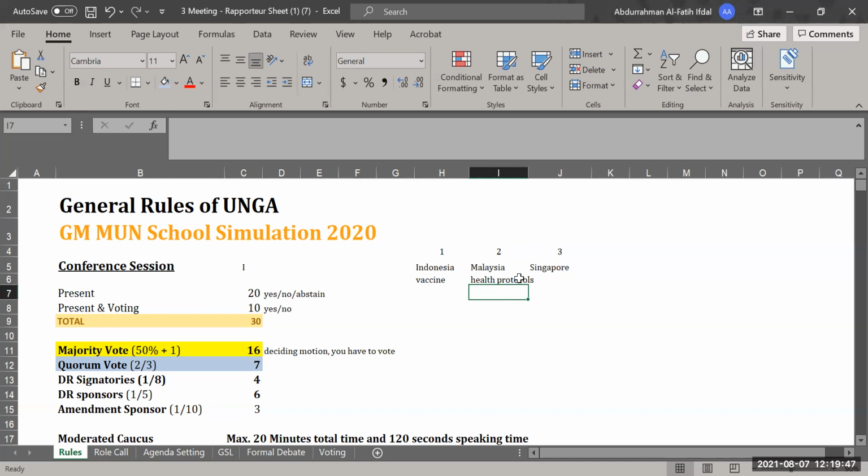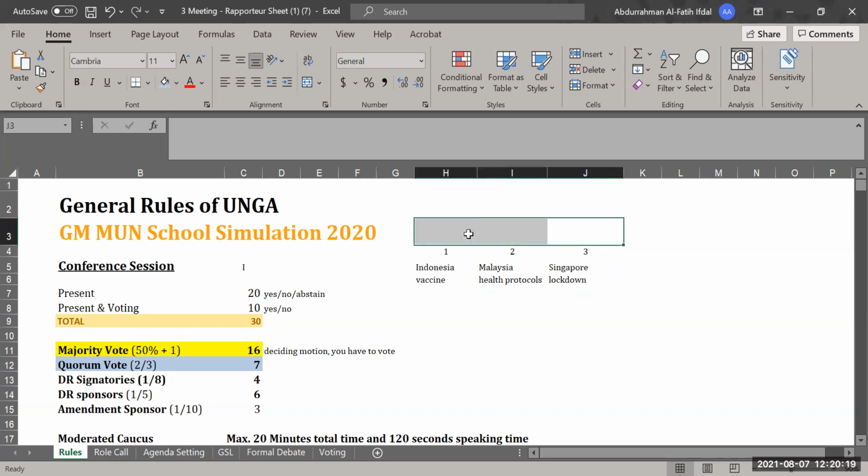The third one is Singapore. Singapore is the third country, the one that proposes a motion after the delegate of Malaysia. And Singapore proposes for us to talk about lockdown. So we have three motions on the floor: Indonesia, Malaysia, Singapore. Indonesia with the motion to talk about vaccine, Malaysia to talk about health protocols, and Singapore to talk about lockdown. And remember that this part right here happens during moderated caucus.